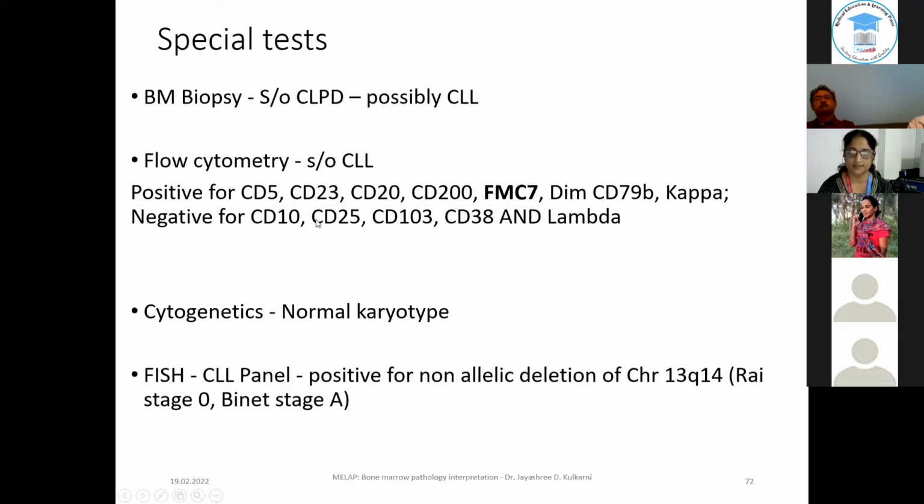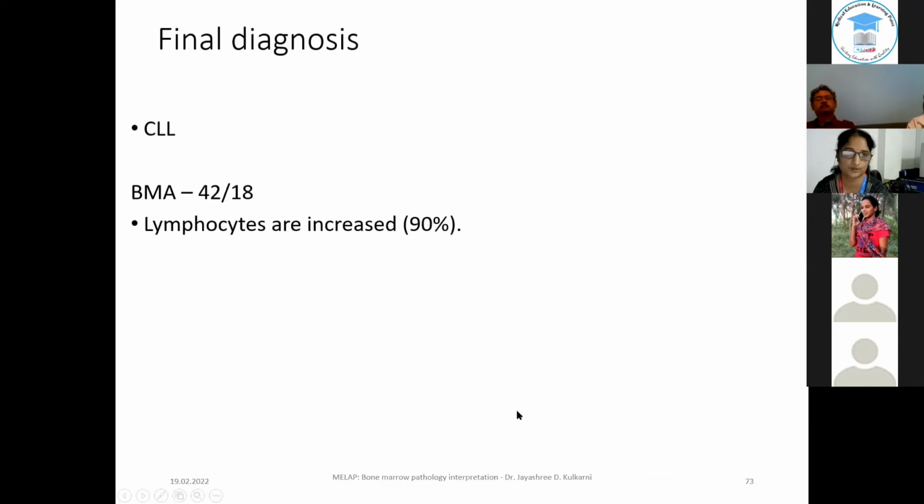This was negative for CD10, so you are ruling out germinal center tumors, that is DLBCL, follicular and Burkitt's. CD25 and CD103 negative, you are ruling out hairy cell disease. And it showed a kappa restriction. Cytogenetics was normal. However, what is important is that now we do not stop at conventional cytogenetics. Whenever you think of CLL, you have to send a FISH panel, which showed positivity for mono-allelic deletion of chromosome 13q14. So this is important in the staging as well as prognosis. So the final diagnosis in this case was a CLL.